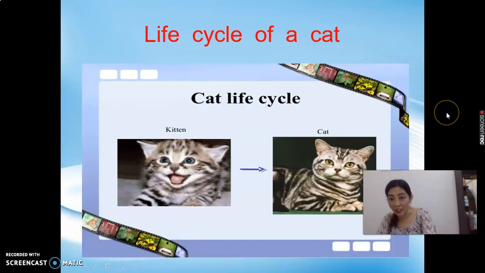The next is life cycle of a cat. So when the cat is pregnant, then she has a kitten. Then after kitten, the kitten grows, then becomes cat. Then cat becomes pregnant. She has a kitten. That is a life cycle of a cat.